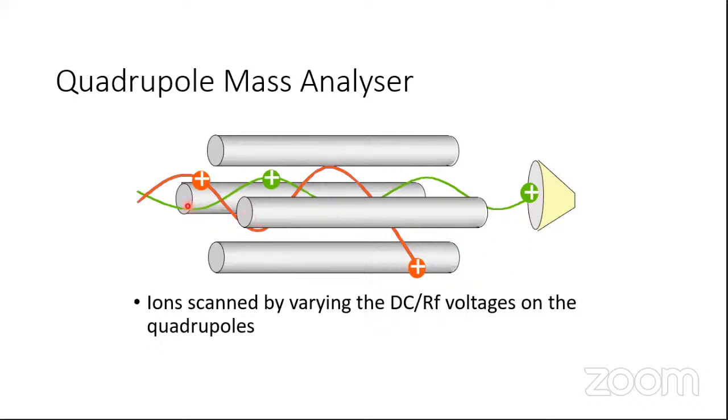So at one particular DC RF voltage, one ion gets stabilized. At that voltage, other ions go out. Maybe at some other DC RF voltage, the ion which is shown by red or orange color will go to the detector, and at that time, the ion which is shown by green color will go out.